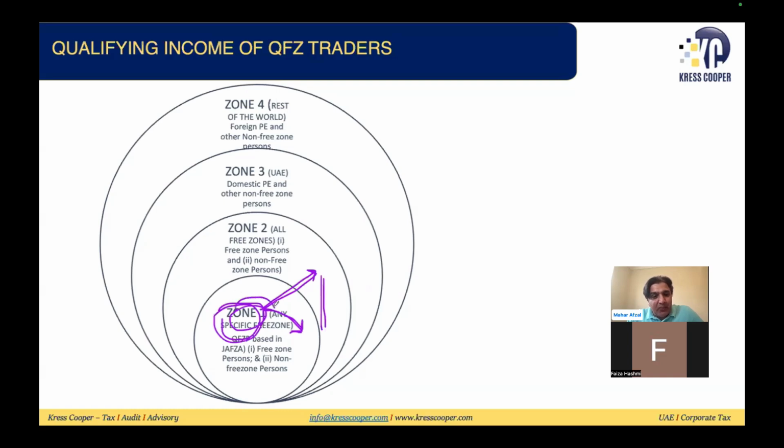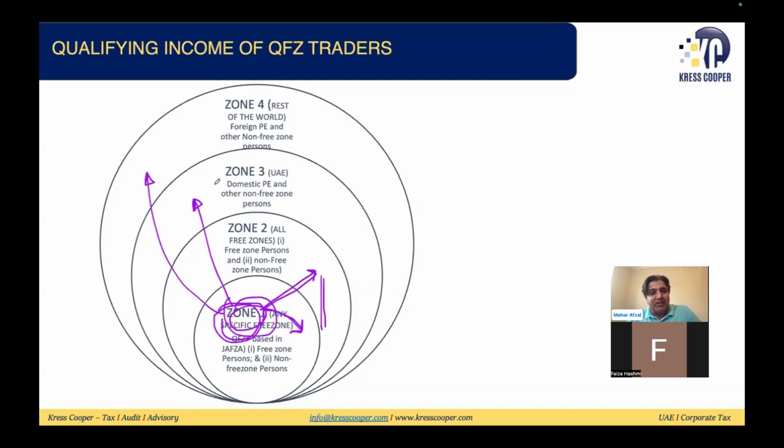Second thing, this qualifying free zone trader can sell the goods out of the free zone, and this person can sell the goods here as well, because this is a trader, and a trader can sell the goods on the mainland. Trader can sell the goods out of the UAE as well. So they can sell in the free zone, in the mainland, and out of the UAE.